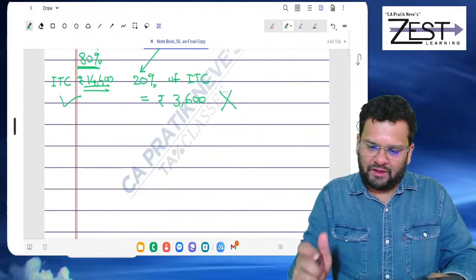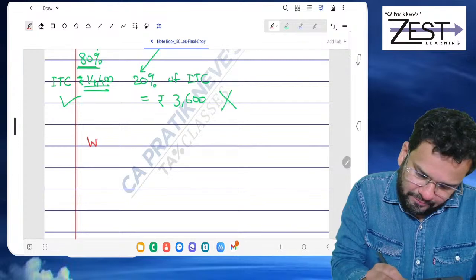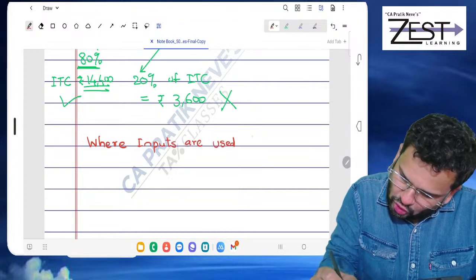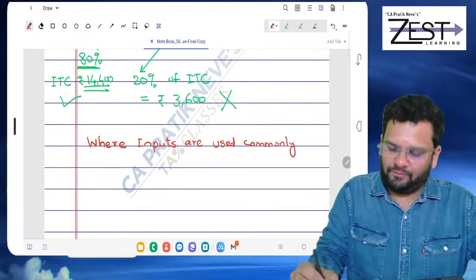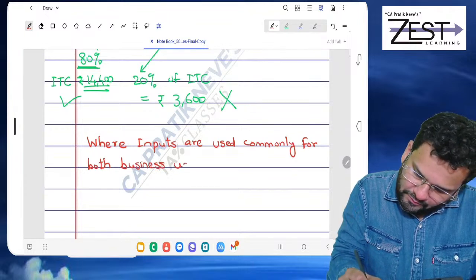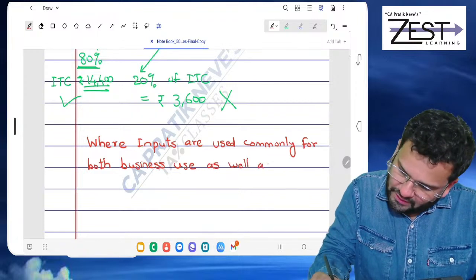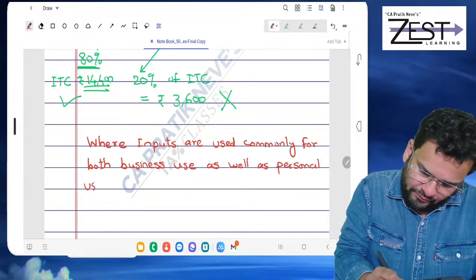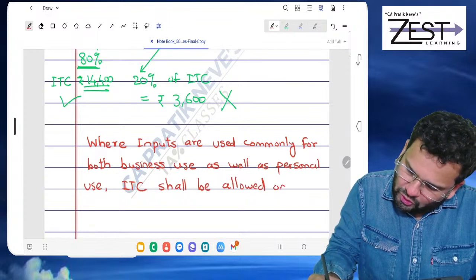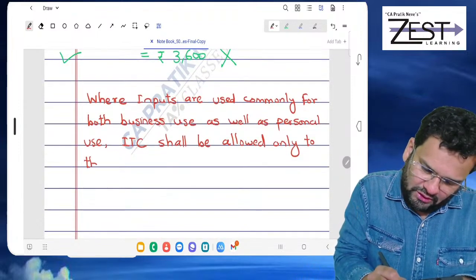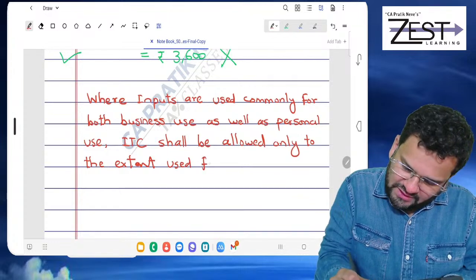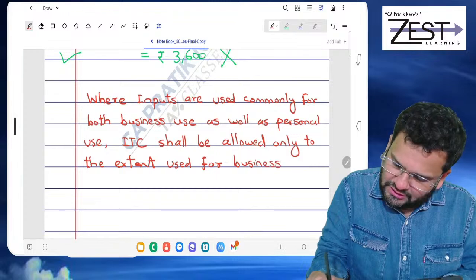So what does 17(1) say? 17(1) states that where inputs are used commonly for both business use as well as personal use, ITC shall be allowed only to the extent inputs are used for business use. Is it absolutely clear to all of you?